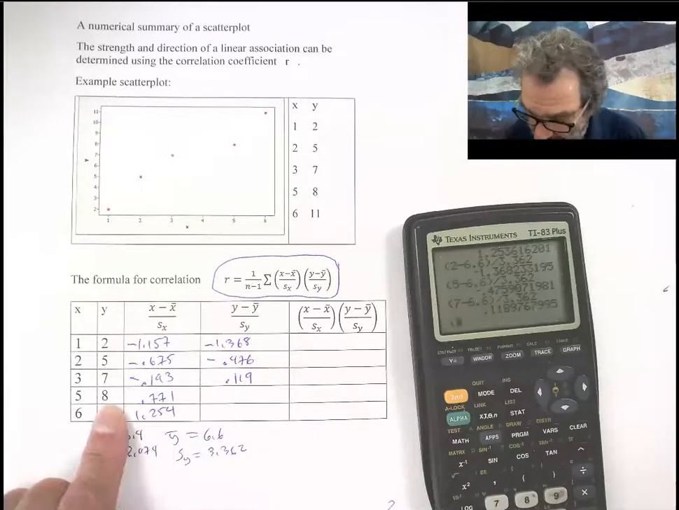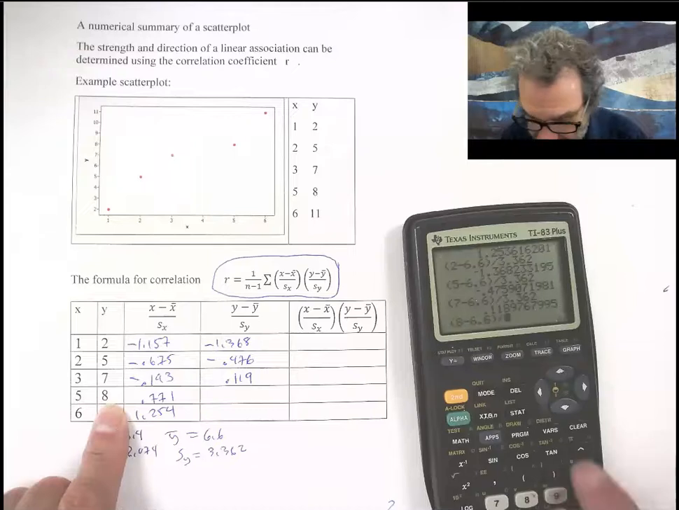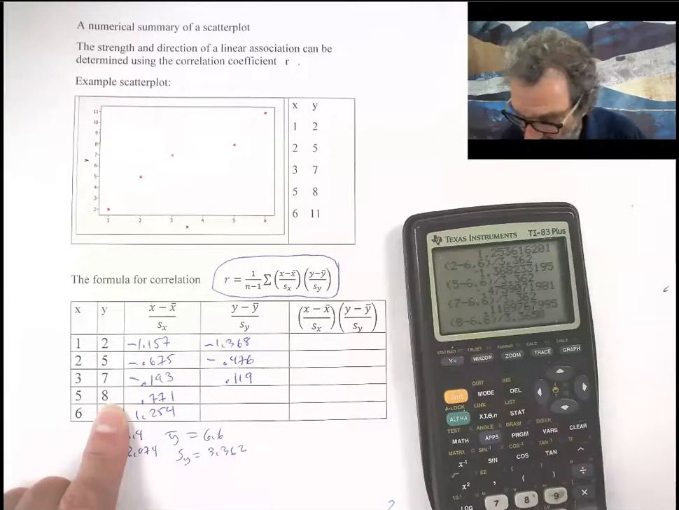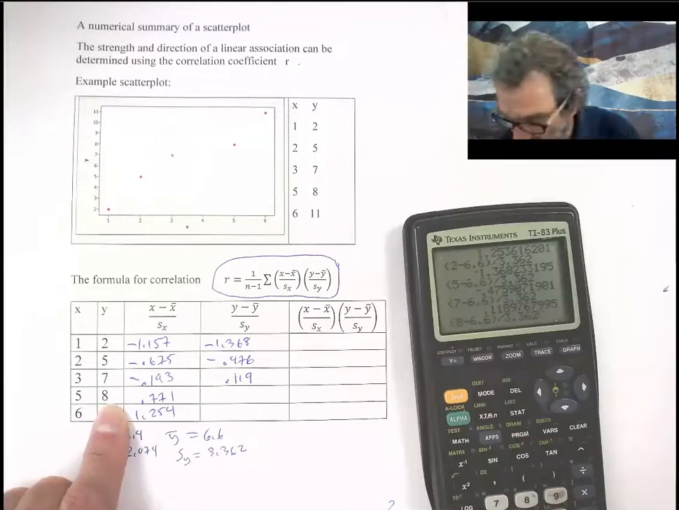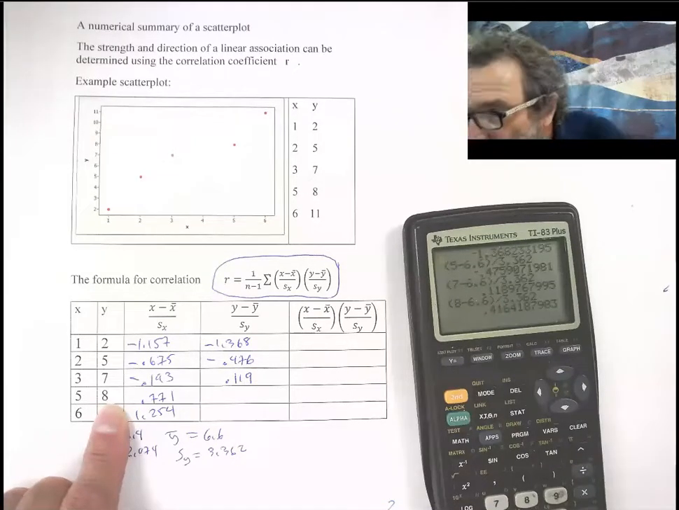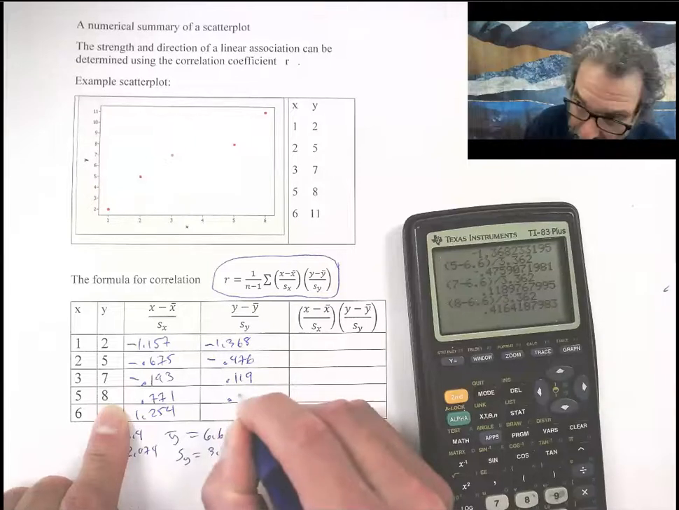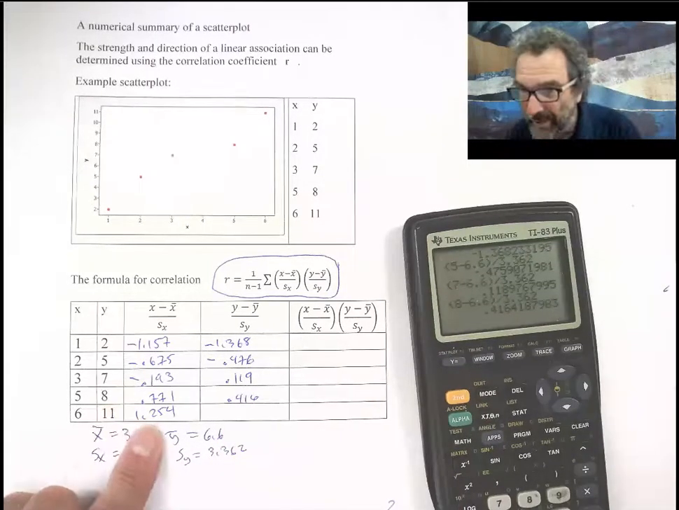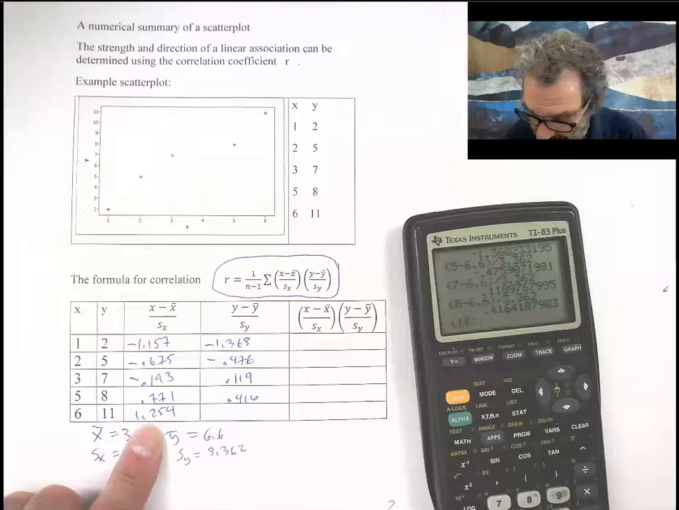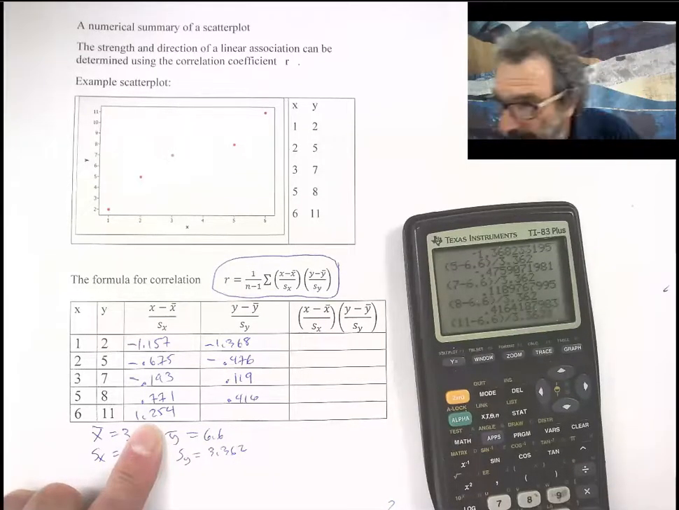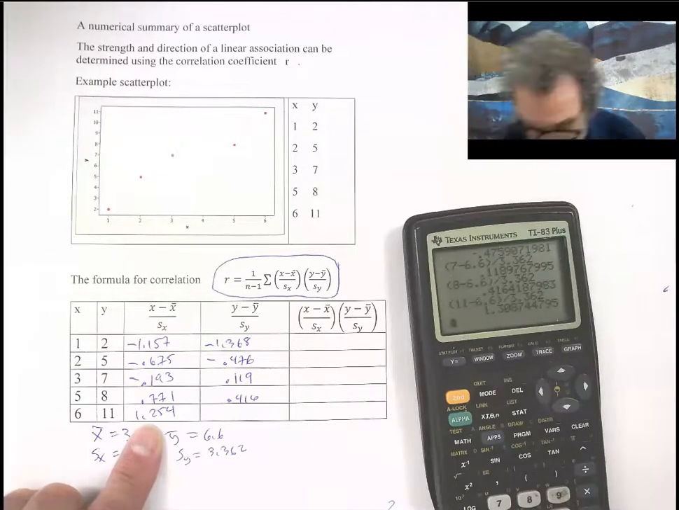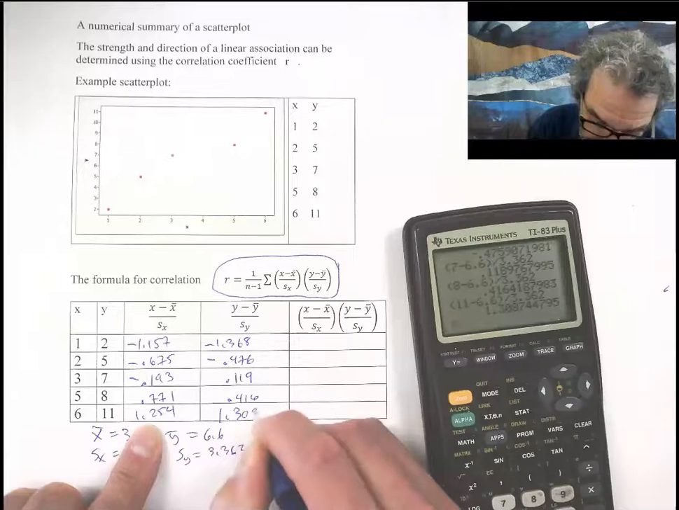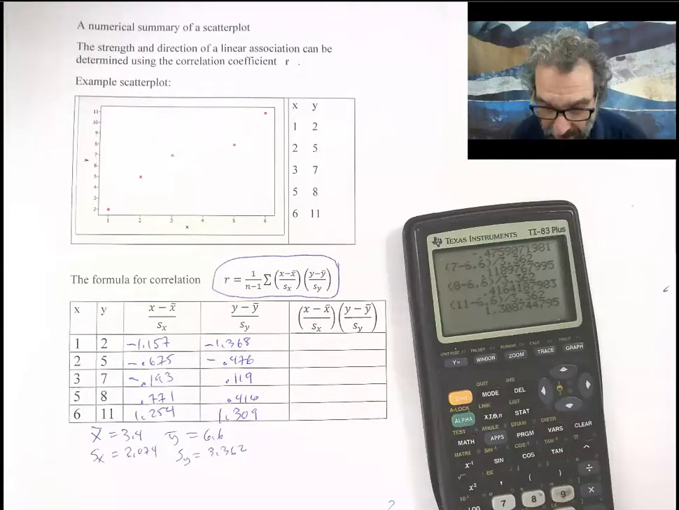Next one is 8. 8 minus 6.6 divided by 3.362. 0.416. Sometimes I'll write the wrong number down and say the right number. Who knows? 11 minus 6.6 divided by 3.362. 1.309. All right, so those are the scores.